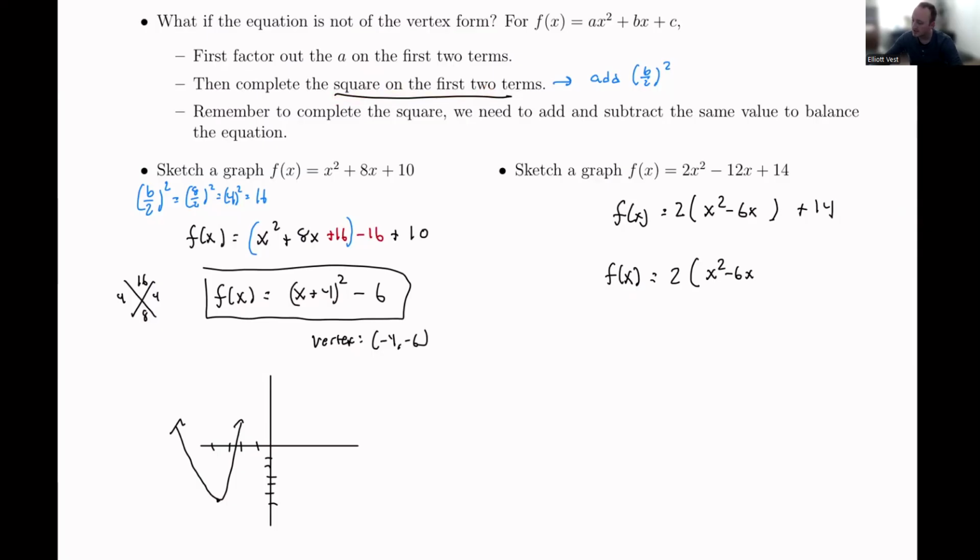Well, what is the complete the square method? My b here is -6. So b over 2 squared equals -6 over 2 squared, which is -3 squared, or 9. So that's the thing I'm going to add here. I want to add 9 and then subtract 9 right away.